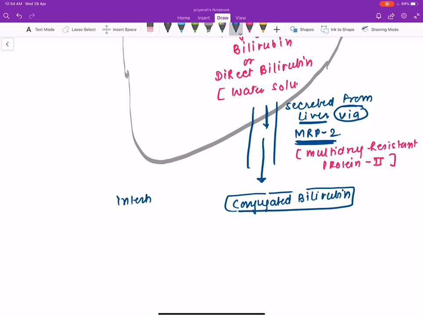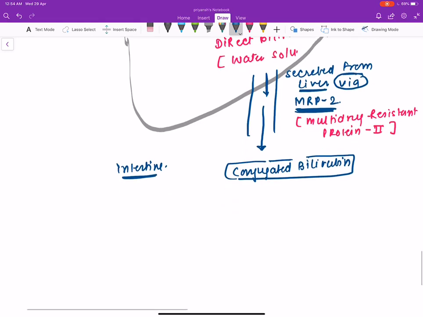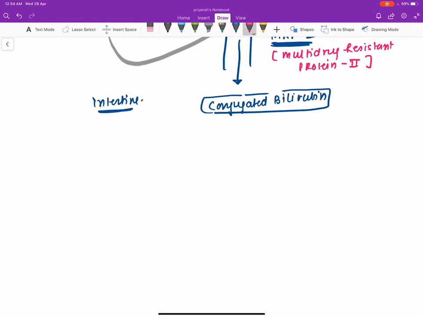Once the conjugated bilirubin comes into the intestine, it will help in the digestion of the various types of lipids. When the digestion is completed, when the function of conjugated bilirubin is completed, it will reach the terminal ileum. In the terminal ileum, there is commensal flora, or I can say commensal bacteria. What these commensal bacteria will do is convert this conjugated bilirubin into urobilinogen.